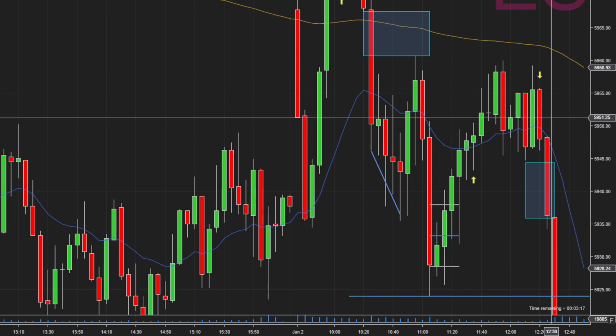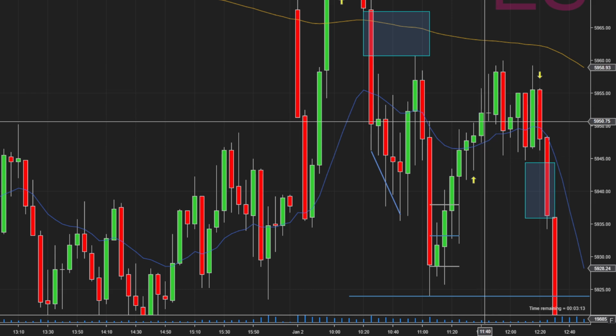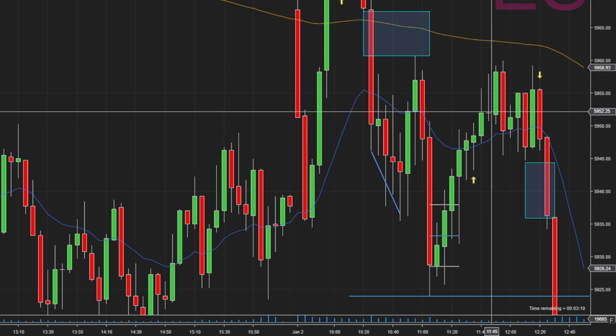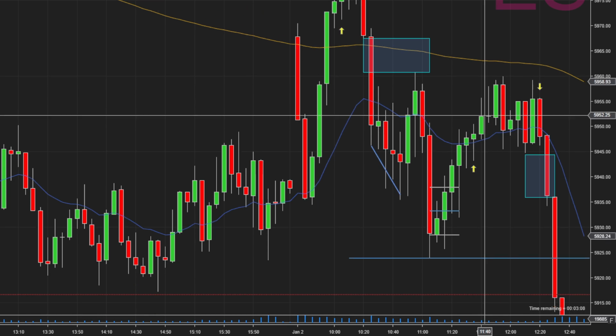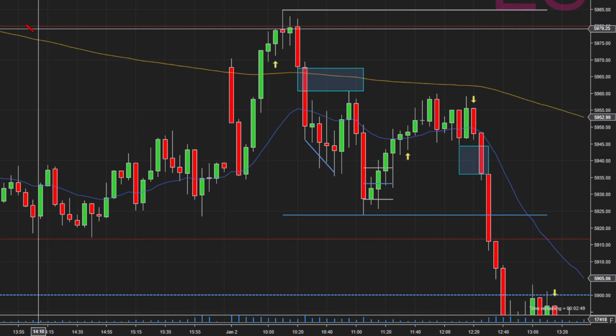But you at least would have gotten out with a few ticks at some point. Once the market's up here, you'll be moving your stop up to break even plus a little bit. So at least you wouldn't take a loss on that. There's another possible wedge here.